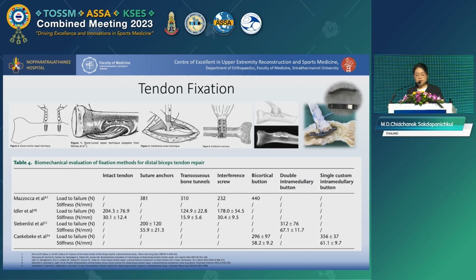Multiple fixation methods have been proposed since the transosseous suture technique described by Morrey. Initial fixation strength allowed early active motion and loading. This is believed to improve outcome. Choices for tendon fixation are suture anchor, interference screw, EndoButton, and single custom intramedullary button.